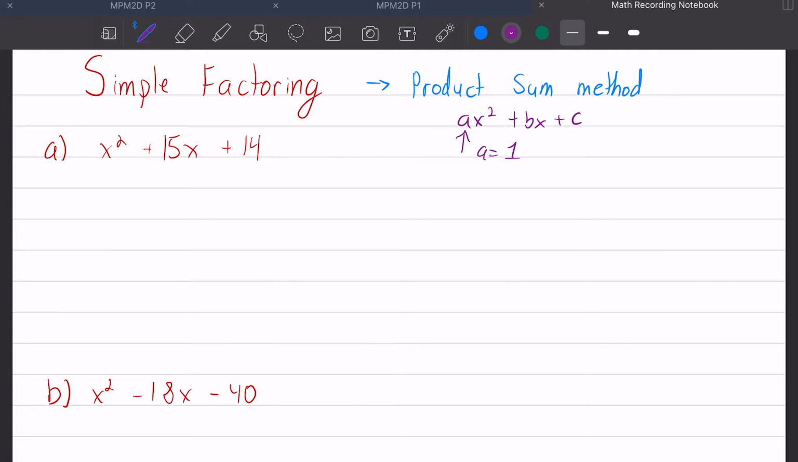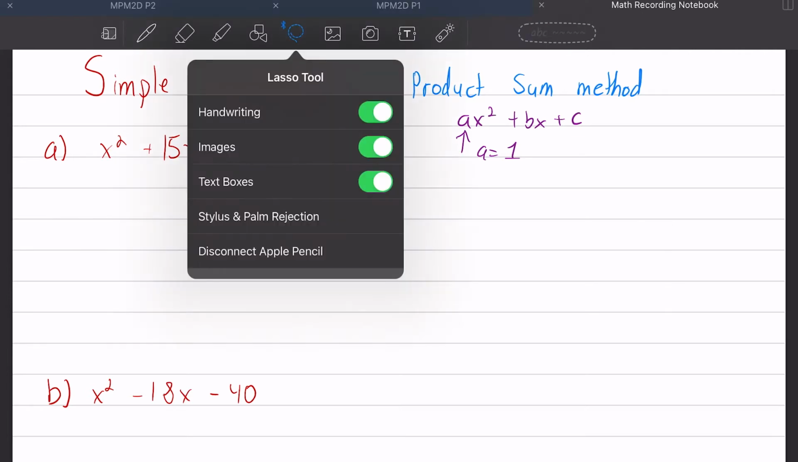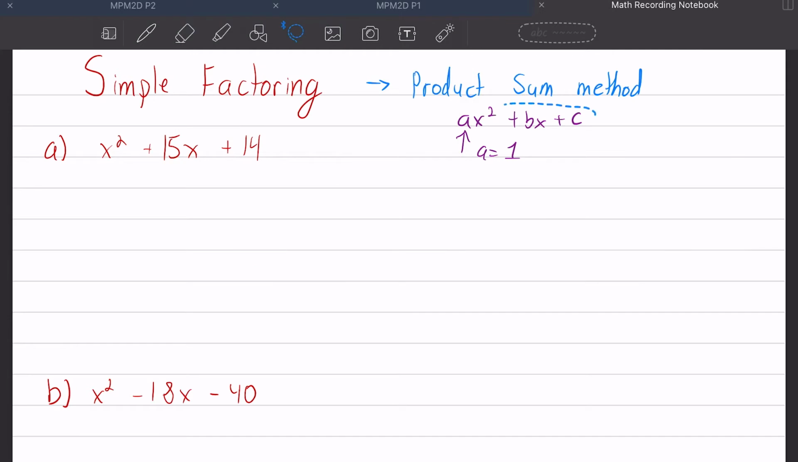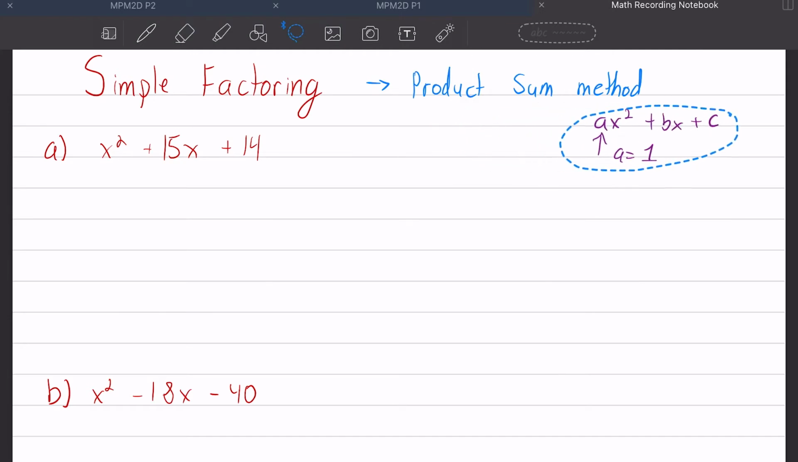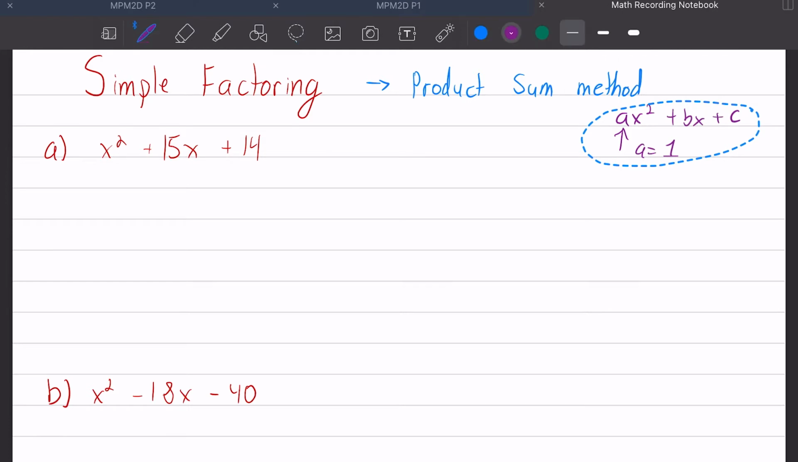So in the example here, we have x squared plus 15x plus 14. We need to first start by identifying what our product and what our sum is. Remember that the product is what we get when the two numbers, those last parts in FOIL, multiply by each other. That gives us our C value. So that 14 is the product. We can put P equals 14.